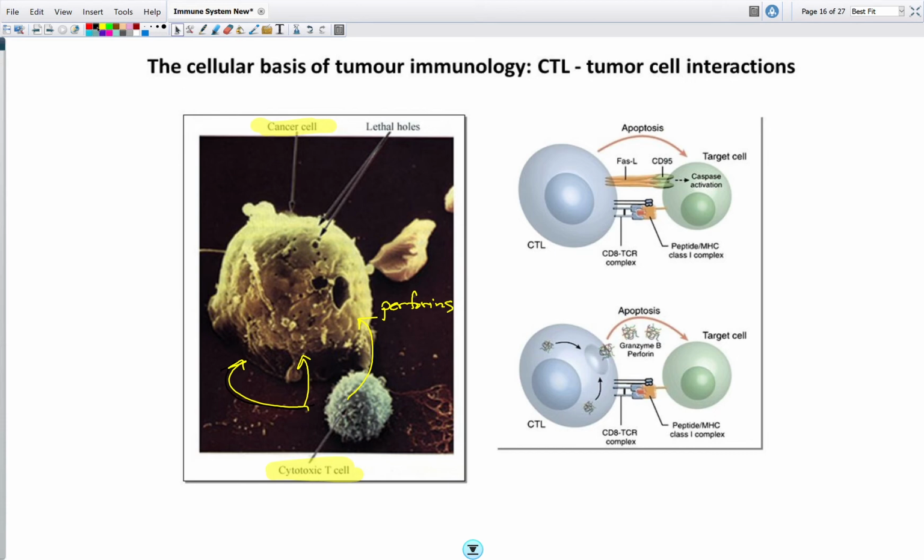And what do they cause? Well, they cause the cell to do apoptosis. Pop them, blow them up.